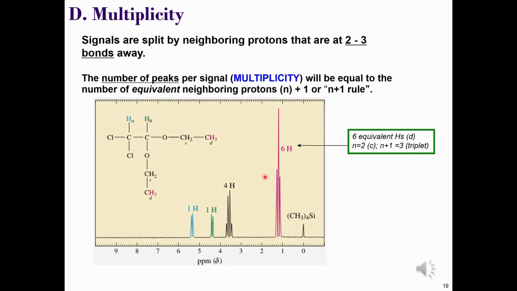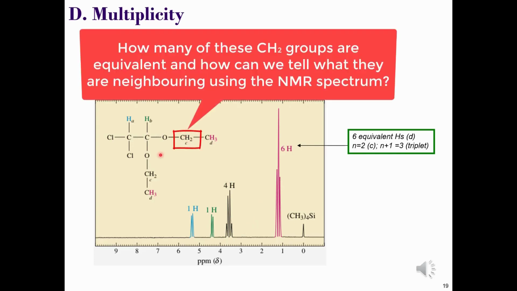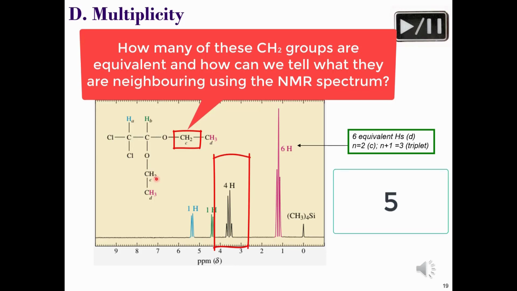Let's now look at the CH2 groups marked as C. How many of these groups are equivalent? How can we tell from the molecule and the proton NMR? Pause the video and continue when you have an answer.